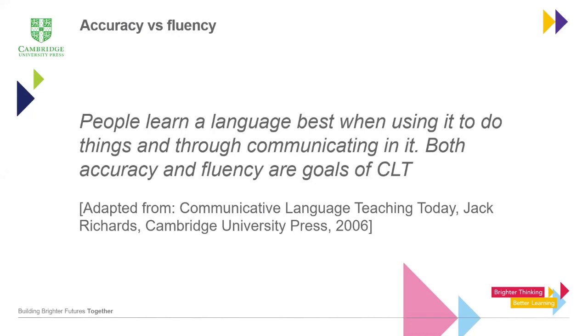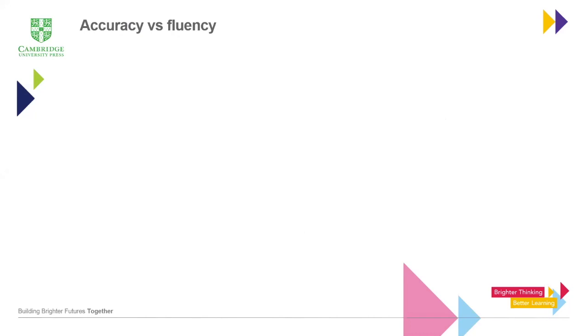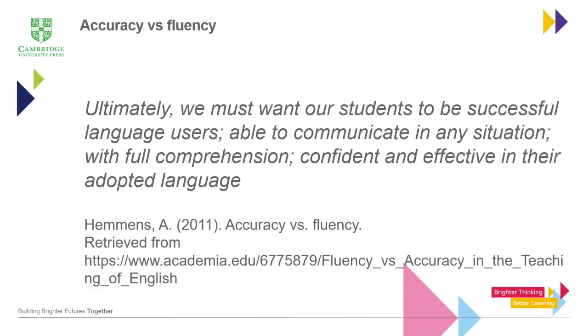So sticking on this topic of accuracy versus fluency, I want to introduce you to a gentleman called Hemmings, and he talks about accuracy in the teaching of English. And he begins by saying this. I'll just leave you to read that for a few seconds. So he's making several points here, and I'll consolidate these in just a minute. But he's saying that ultimately this is our goal, this is what we want. We must want our students to be successful language users.